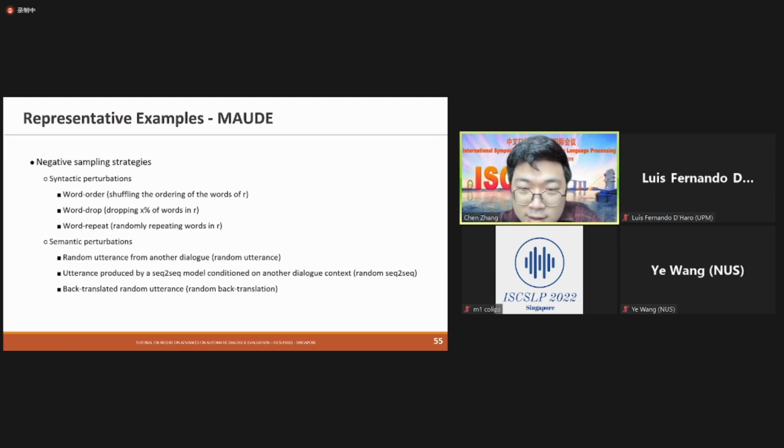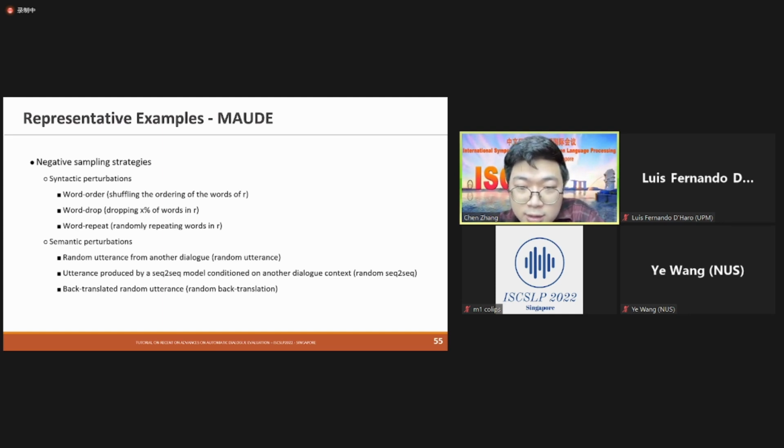So it's topically irrelevant. The second perturbation is an utterance produced by a sequence model conditioned on another dialogue context. So instead of randomly sampling an utterance, we sample a random context from another dialogue, then use a sequence model to generate a response. The response should be relevant to the other context instead of the current dialogue context.